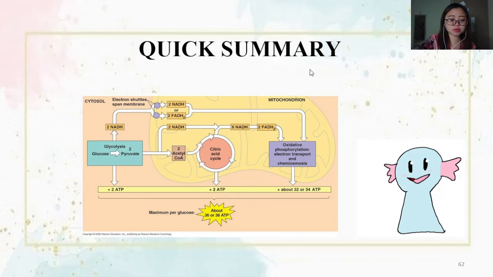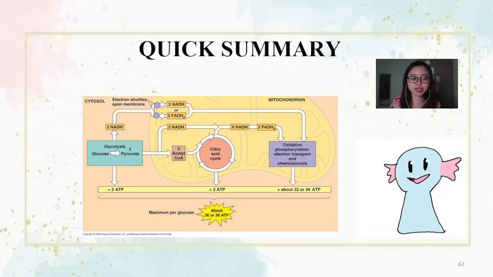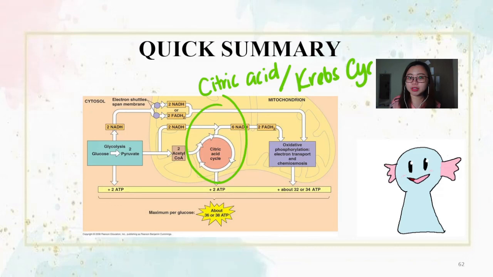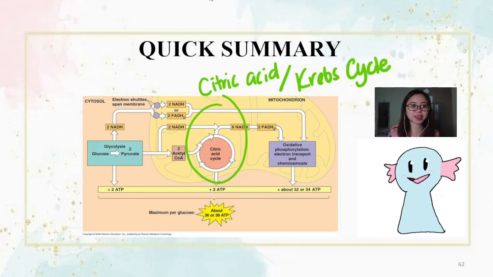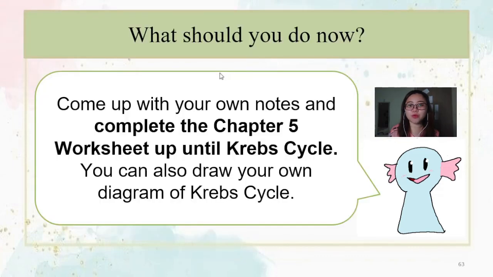So just a very quick summary of what we did in today's video. We learned about the citric acid, or also called the Krebs cycle. Okay, and that is just very quick and very simple. What should you do now? Come up with your own notes and complete the chapter 5 aerobic worksheet up until the Krebs cycle. Please also draw your own diagram of the Krebs cycle in order to help you remember and also understand the content. That's pretty much it for this video, and I will see you again in the video for 5.1.3 coming up next. Thank you, and see you soon.